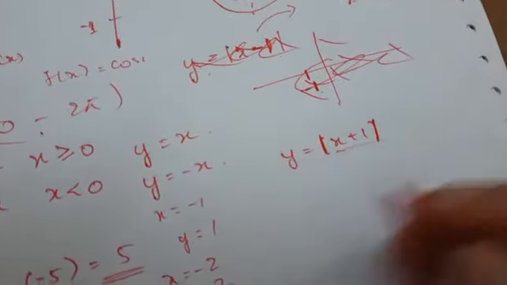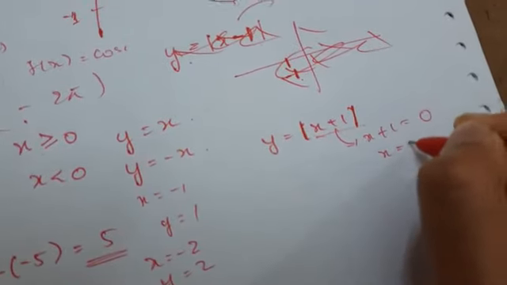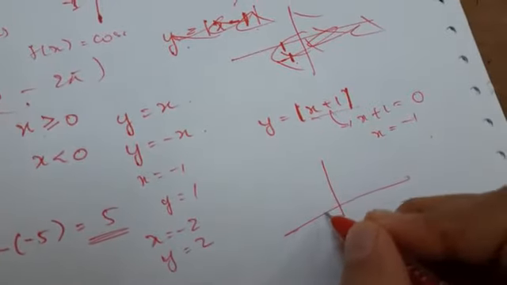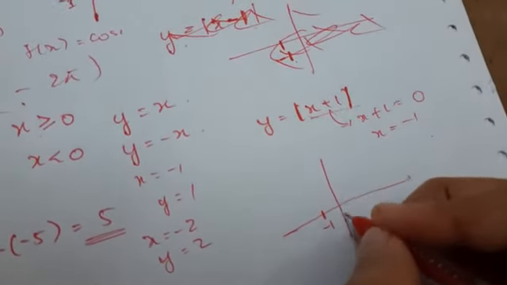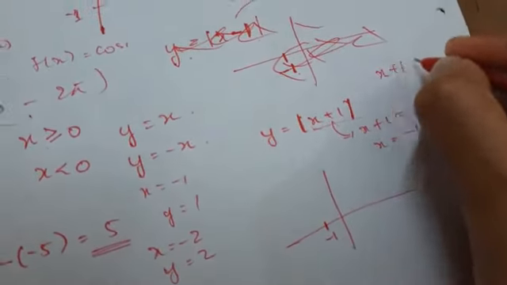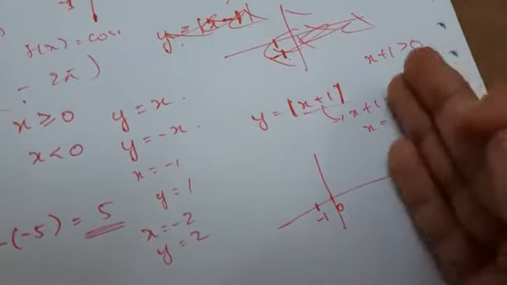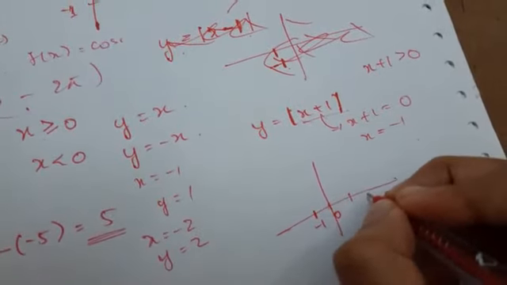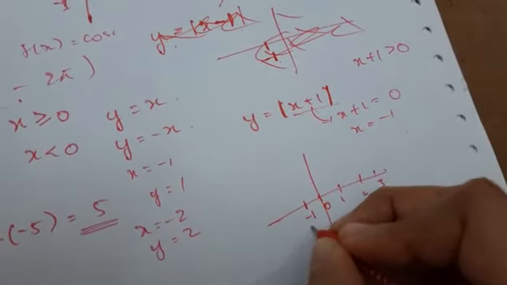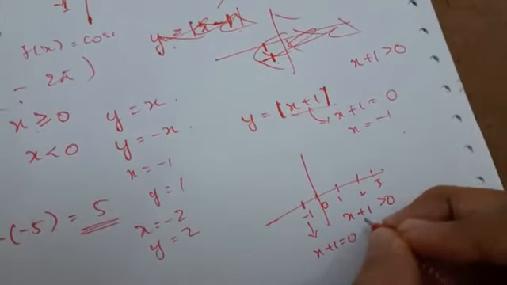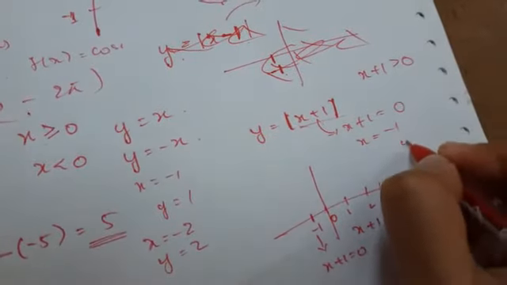y is equal to mod of x plus 1. So if I take x plus 1 is equal to 0, what is the value of x? It is minus 1. So at x is equal to minus 1, our value of y will be equal to 0. Now the points where x plus 1 is greater than 0, such as x is equal to 0, 1, 2, 3, all these points give x plus 1 greater than 0. This is the point where x plus 1 is equal to 0. So at x plus 1 greater than 0, whatever points we get, y is greater than 0 itself.